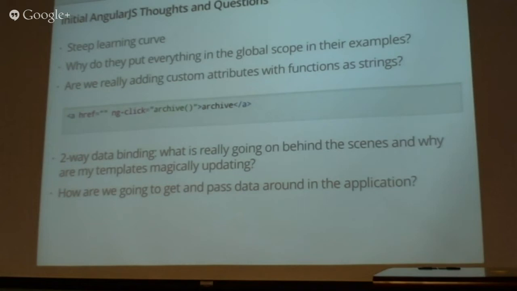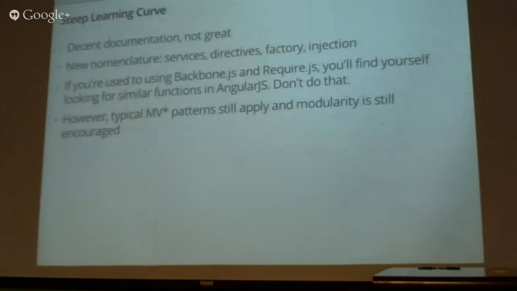The custom attributes with functions as strings, like we covered earlier with the ng-click, kind of like onclick. I didn't like that. And then we covered the two-way data binding and how we're going to get and pass data around the application. So the way I usually do this is I put this up front and then I show all of the reasons why Angular is actually an okay framework in my book. But yeah, we're actually just going to skip through a lot of this stuff, because I want to get to Yeoman, and we've already been going for 15 minutes.